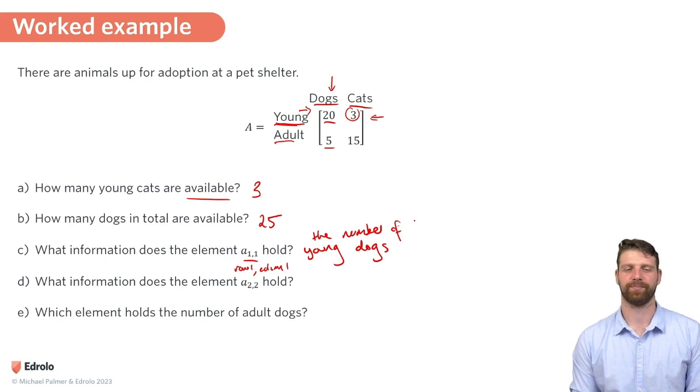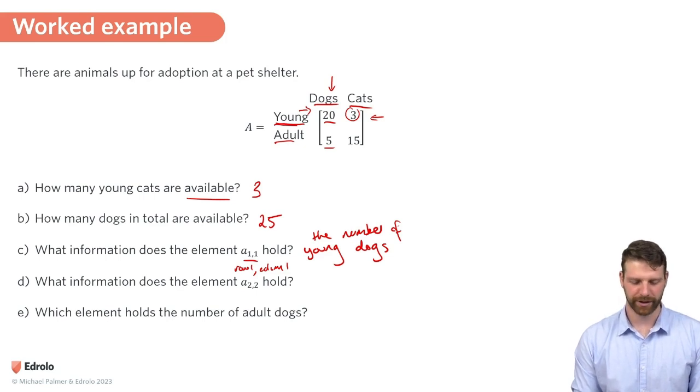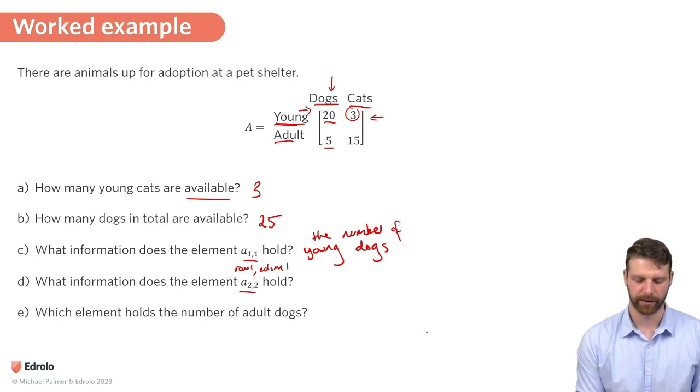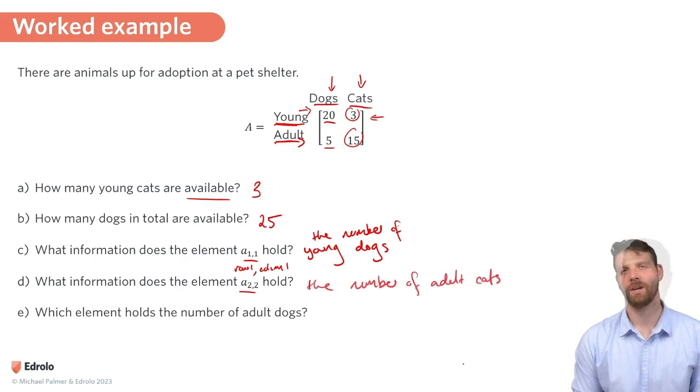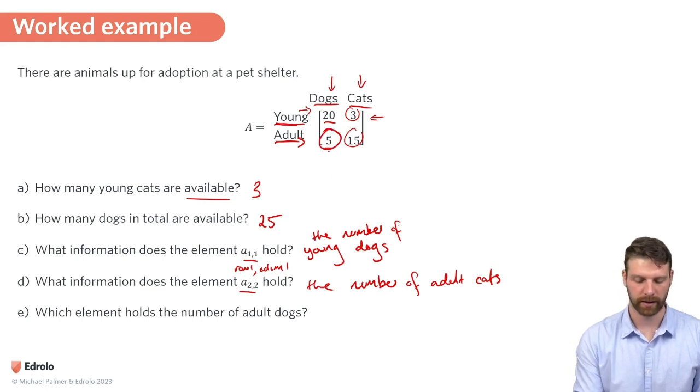Okay, what information does the element A22 hold? Because that's row 2, column 2. And I can see that's the number of adult cats. Okay, last one. Part E says, which element holds the number of adult dogs? Okay, so adult dogs is here, and I can see that's row 2, column 1. So the element would be A21.